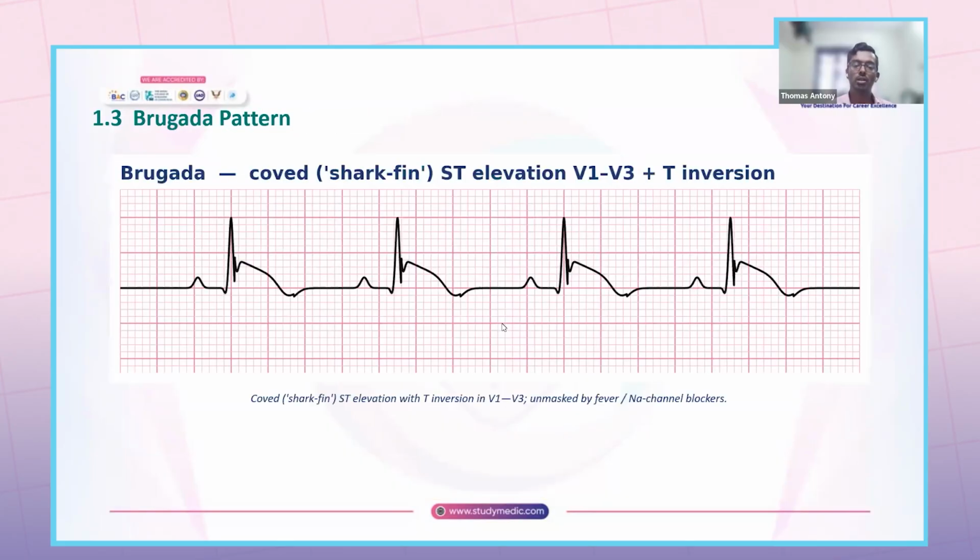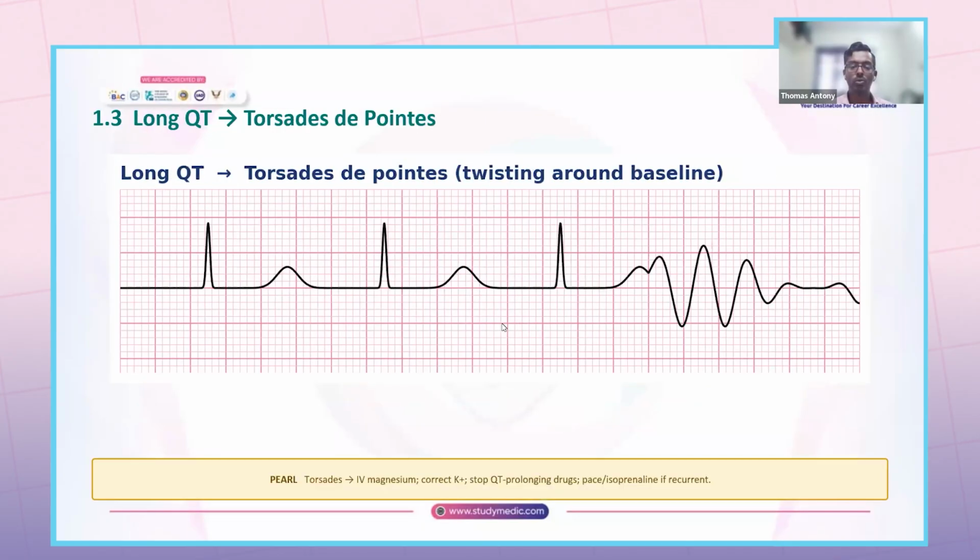So this is Brugada syndrome. You can see the sharp, fin type. You can see the changes in the pattern here. So there is a coved or sharp fin ST elevation in leads V1 to V3 along with a T wave inversion. This is easier to identify, and you can also identify the pattern on the basis of the clinical background.